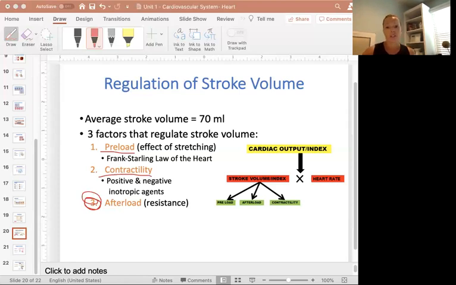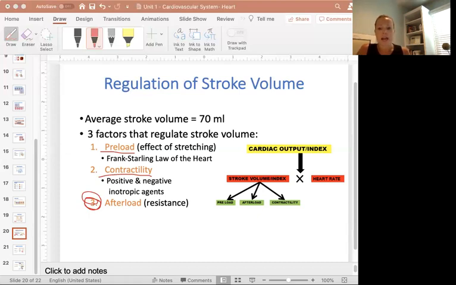The third factor is called afterload. This is the pressure that must be reached in the ventricles in order to eject blood. In healthy individuals, that pressure is pretty constant. It stays roughly the same, and it's not really a major factor in influencing stroke volume.